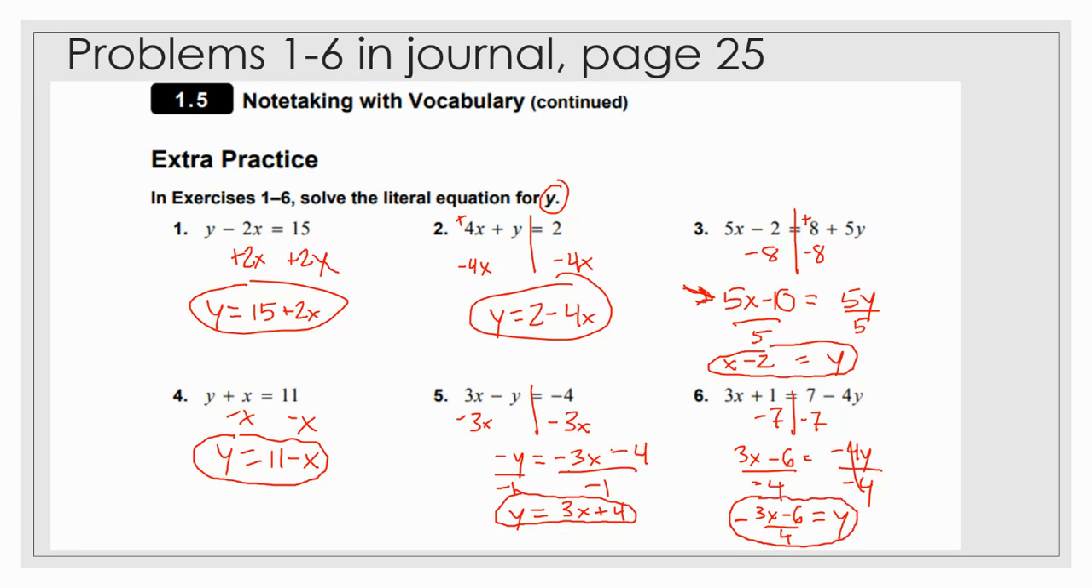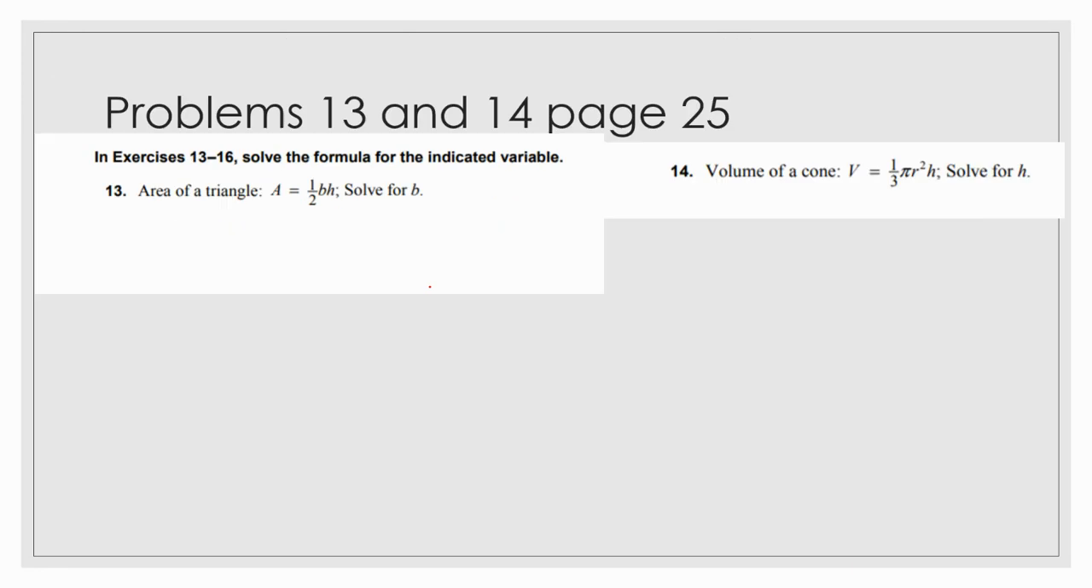It's fine either way. Okay, 2 final problems to practice. Actually 3, sorry. Solve on 13 and 14. So now we're actually looking at a formula. The first one, notice that 1/2 is multiplied by base times height. That's the formula for area of a triangle, and we want to solve for base. So first undo the 1/2, then undo the h, but it's 1/2 times base times height.